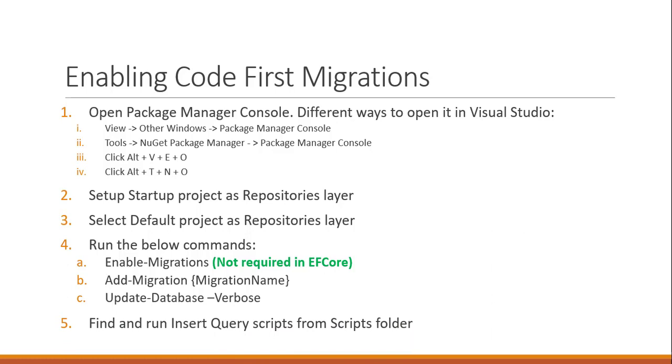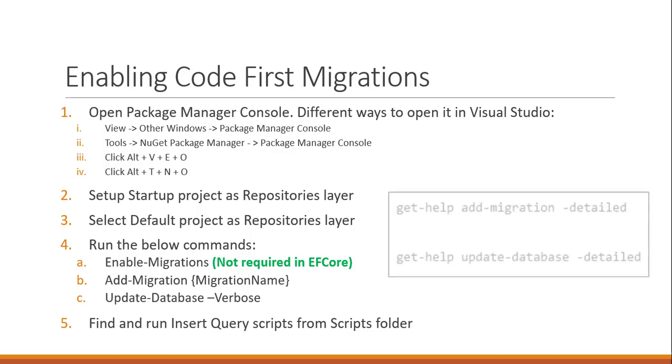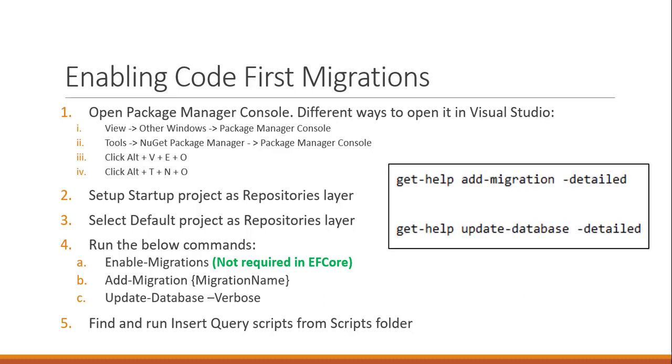Alright, so before we do all these steps, I just want to let you know these are the commands we can use to understand a particular command. So when we say get help add migration dash detailed, this will give us all the information related to this add migration line. The same for update database. When we run this line, you will get all the details related to update database line, right? Okay, let's jump into the code right now and start with our changes.